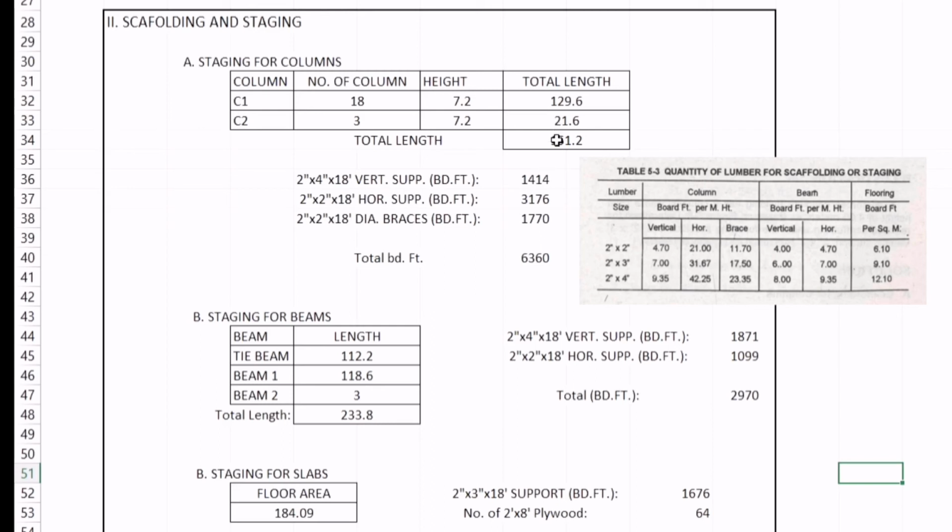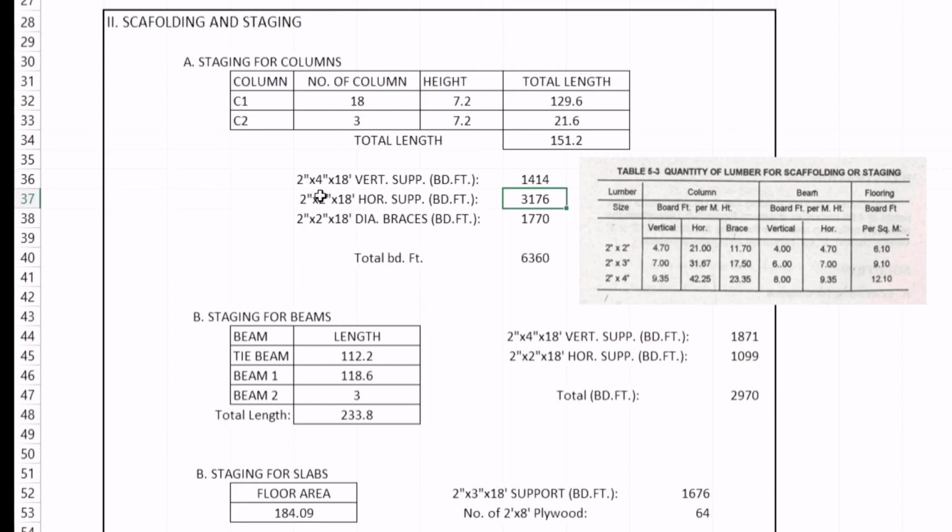Then, vertical support na kukunin natin. So, yan. Total length lang yan, multiplied by 2x4, yan, which is ito. Sa column, 2x4, i-multiply natin yan ng 9.35. Now, so yan, total length multiplied by 9.35, tapos round up is equals to 1,414 board feet.